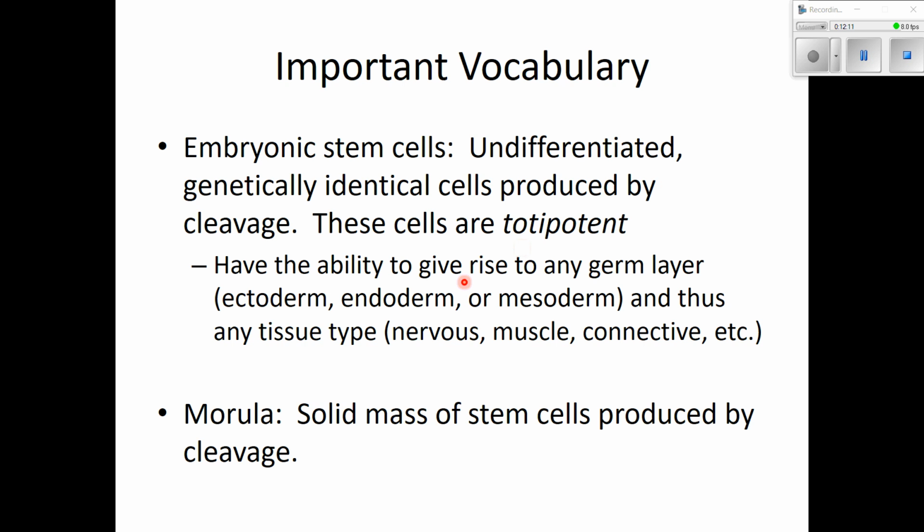That means they have the ability to give rise to any germ layer, ectoderm, endoderm, or mesoderm. I'll talk about those more in a minute. And therefore, they can give rise to any tissue type in the body. So an embryonic stem cell can give rise to nerve tissue, muscle tissue, blood tissue, connective tissue. In fact, a single embryonic stem cell still has the ability to develop into an entire organism. You saw the morula, which was the solid mass of cells, kind of the early stage of embryonic development.